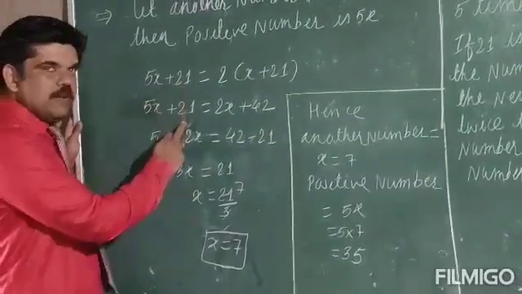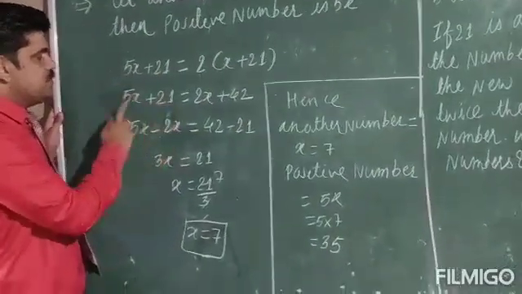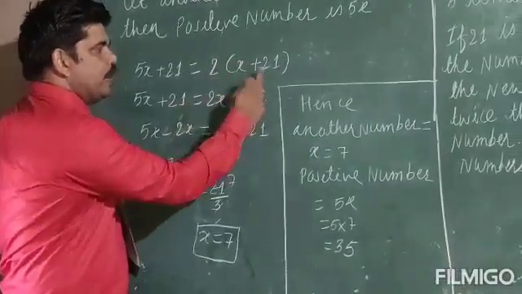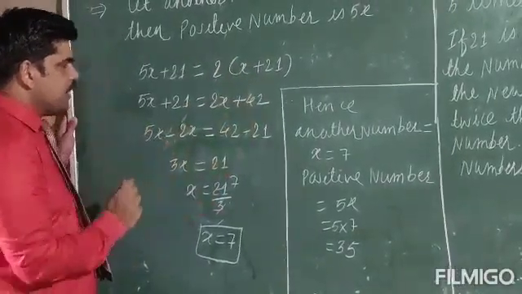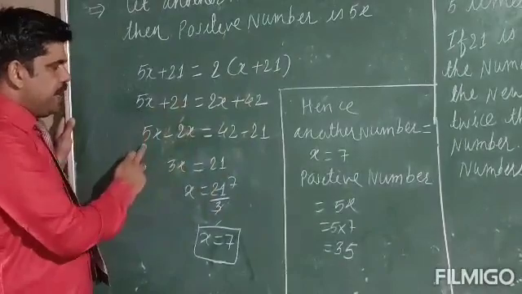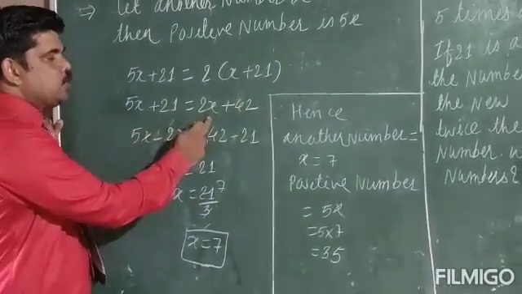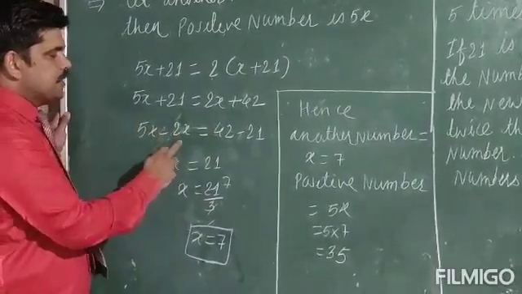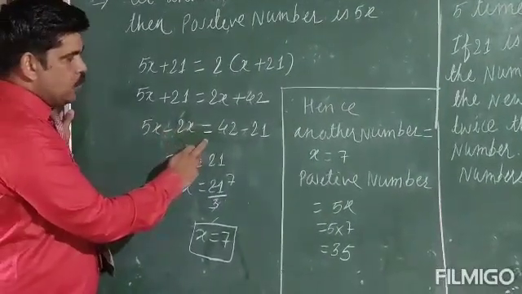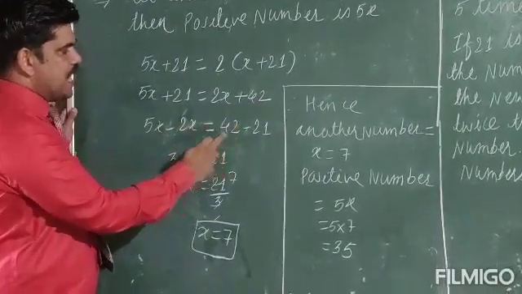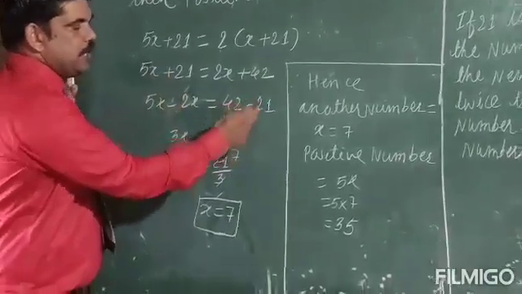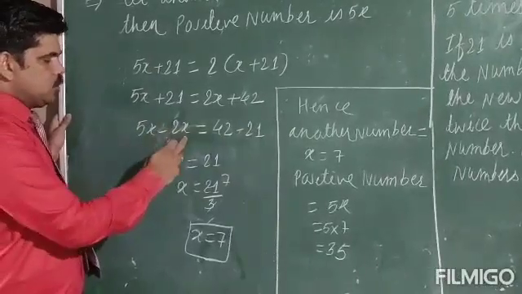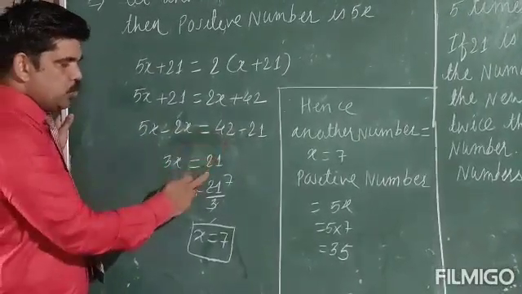5x as it is, 21 as it is. This LHS as it is, 5x plus 21. 2 into x is 2x. 2 into 21 is 42. Now we'll collect the like terms. 5x as it is. This positive 2x in RHS will be negative here. So 5x minus 2x in LHS is equal to 42 as it is in RHS. Positive will be there, negative minus 21. So 42 minus 21. 5x minus 2x is 3x, equal to 21.